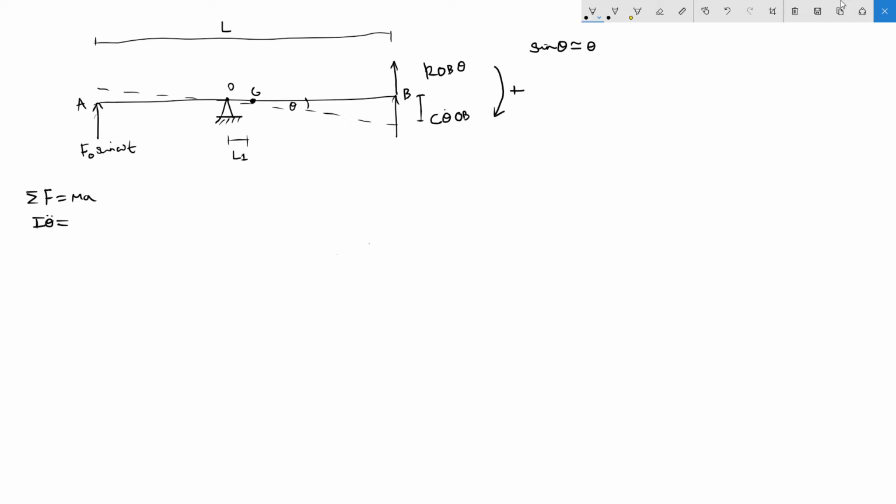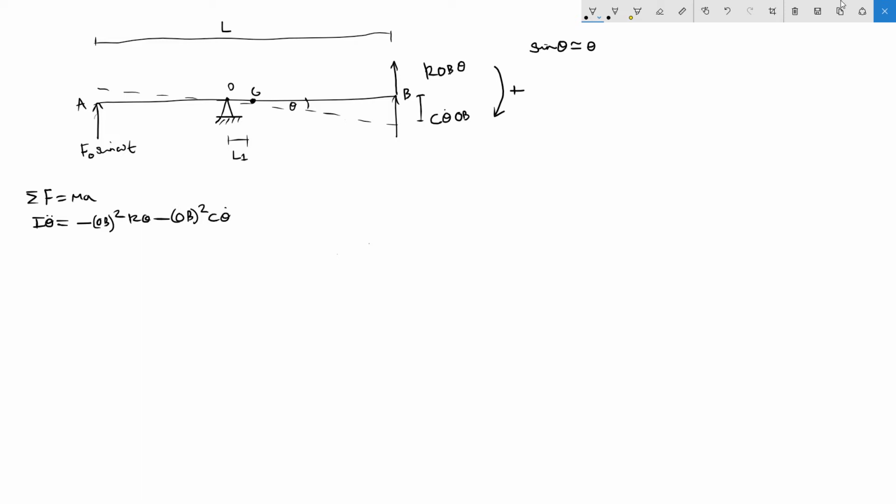These forces are going to produce a moment about the point O, and that moment is equal to OB times K OB theta for the spring component, and OB multiplied by C theta dot OB. These forces both act in the opposite way to our assumed positive direction, so these are both going to be minus elements. So we have minus OB times K OB theta, which is also equal to minus OB squared K theta, and then again minus OB squared C theta dot.